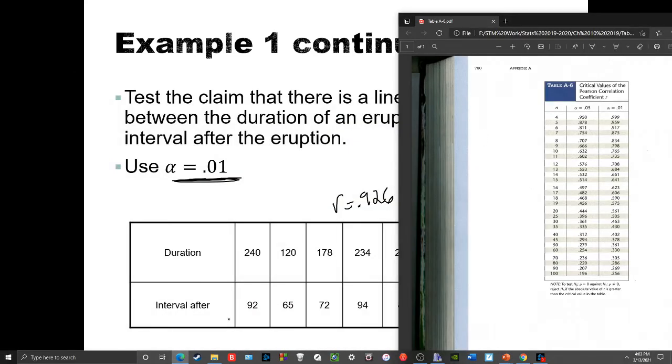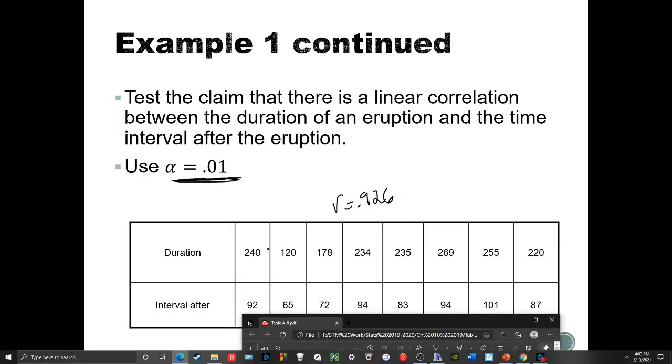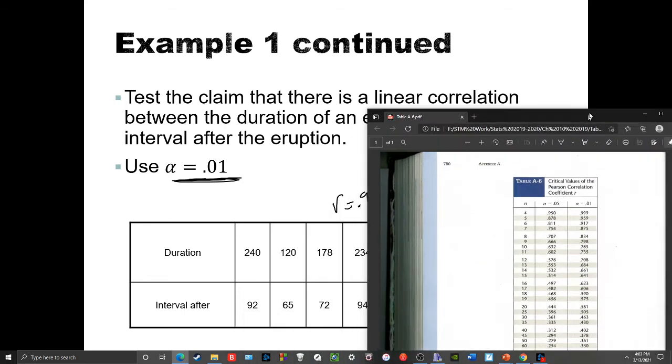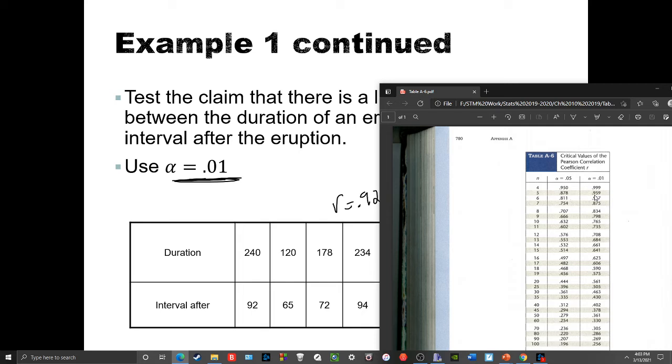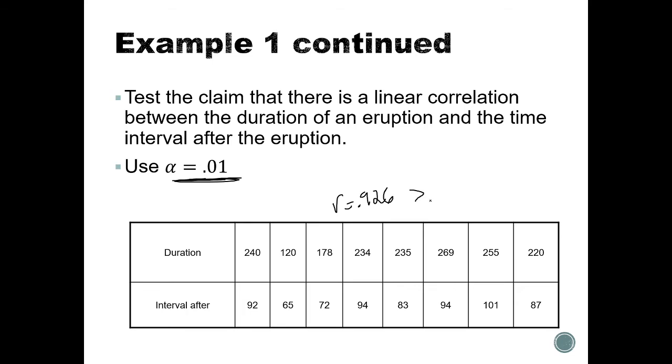Well, let's see here. How many pairs do we have? 1, 2, 3, 4, 5, 6, 7, 8 pairs of data again. So with 8 pairs of data, we want to be 99% certain, which means we're aiming for a 0.834 or more. We definitely have that. This is definitely bigger than 0.834. So in this case, we'd say, yes, there is evidence that these two things are linearly correlated.